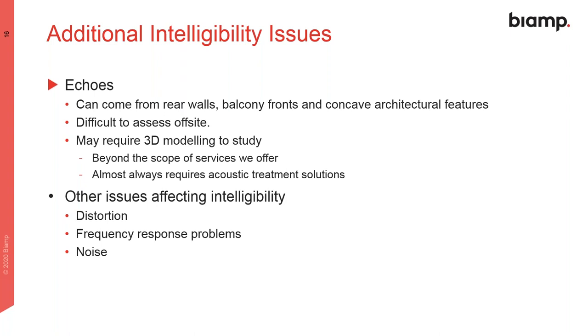Additional intelligibility issues: echoes. Echoes can come from rear walls, balcony fronts, concave architectural features, anything curved inward. They can be difficult to assess off-site, and they're also very spotty. You can have an echo problem at one place in the room, and you move a few feet in one direction, and all of a sudden you don't hear that echo anymore because it just focused sound at one spot.